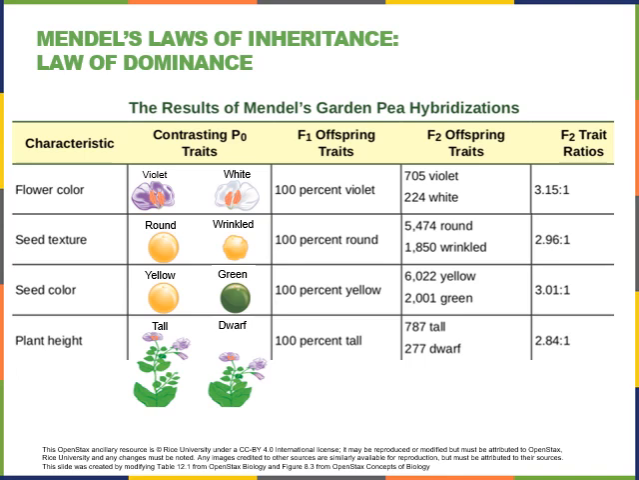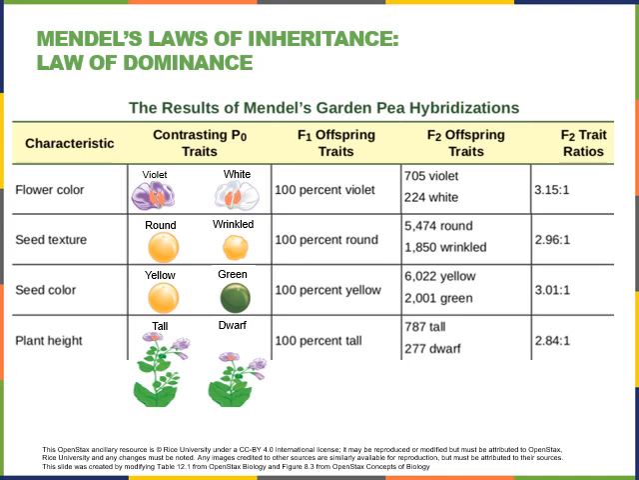For seed texture, when peas grown from round seeds were bred to peas grown from wrinkled seeds, 100% of the offspring had round seeds. Therefore, the round trait is the dominant trait for seed texture, and wrinkled is the recessive trait. Similarly, when yellow peas were bred with the green peas, as we've previously seen, 100% of the offspring in the F1 generation were yellow, so yellow is the dominant trait.